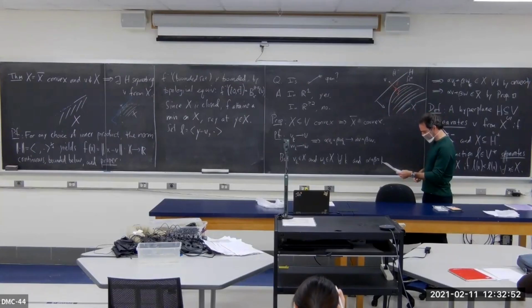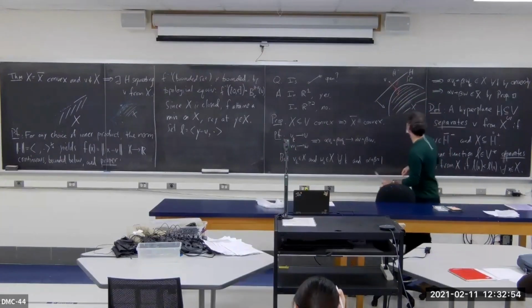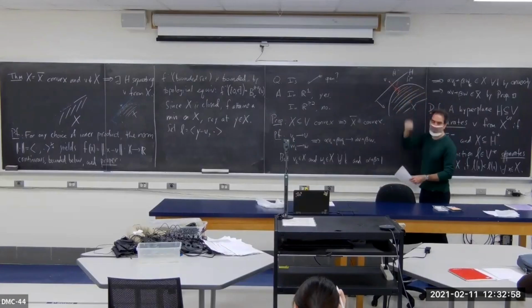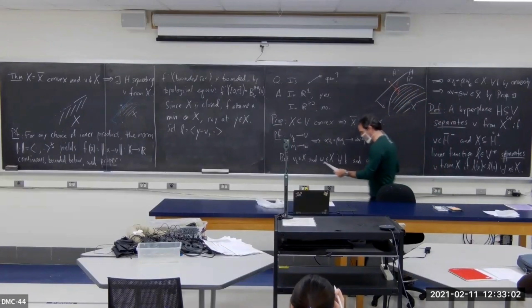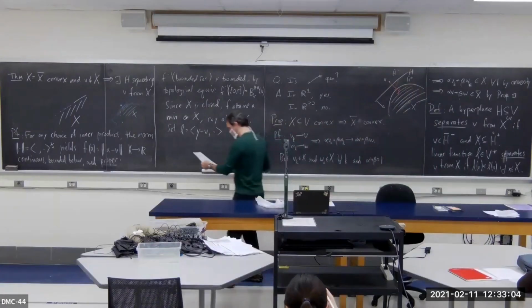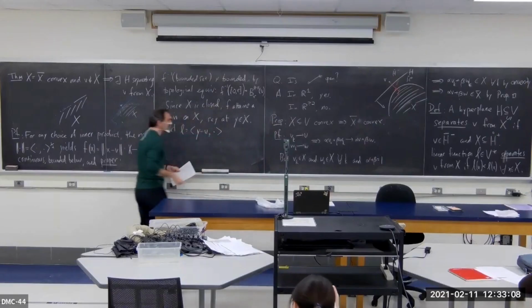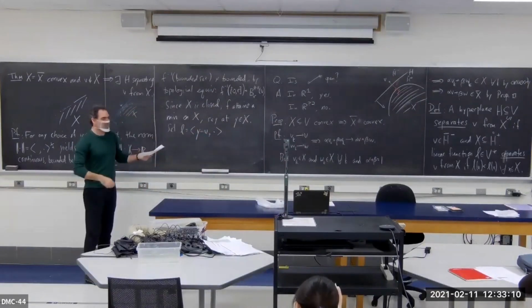I have to make sure I get that right. I said y minus v. Oh, good, it is y minus v. Good. So the inner product with this vector takes a minimum at y. Or at least that's what we have to show. We're going to show that this L takes a minimum at y.